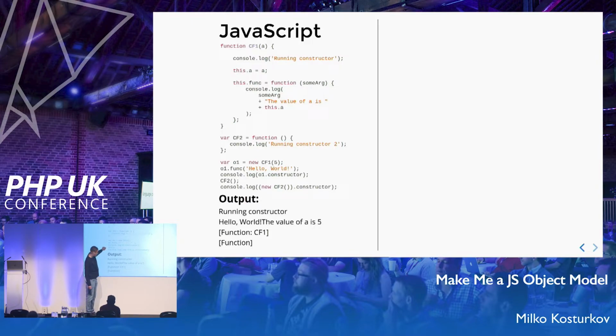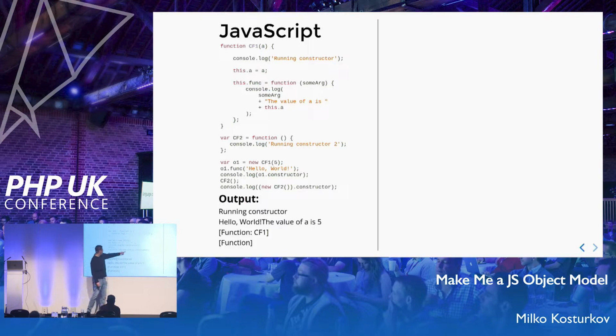Sorry? True, it's missing. It should say running constructor too, thanks. So output from running this constructor is missing. We should have another row here. It's running constructor too, thanks for the point, I missed this one. That's true.